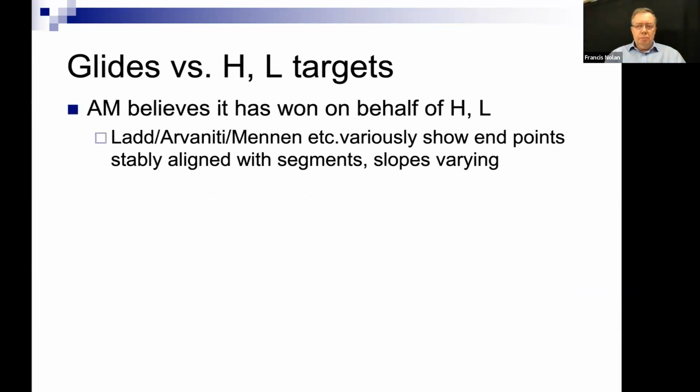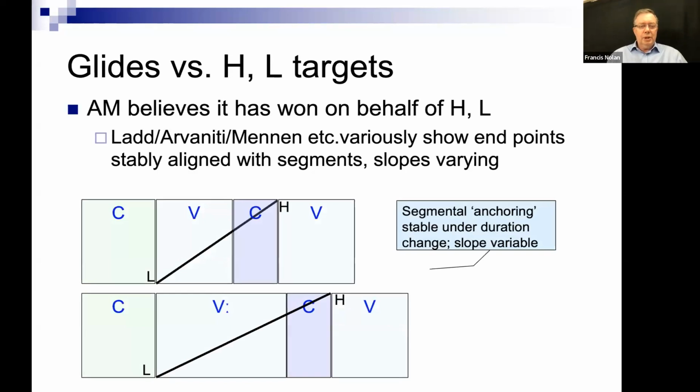So this big divide, do you need to use targets or glides? People working in AM think that they've proved that they're right. So various papers involving Bob Ladd and other authors listed there do this. They say, what happens if we can experimentally manipulate the duration of a syllable which has a rise on it? This original work was done on Greek.